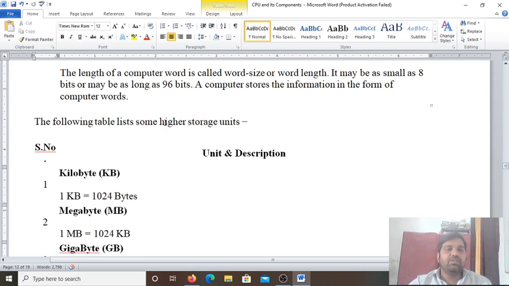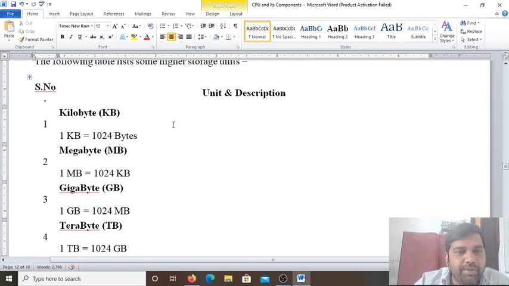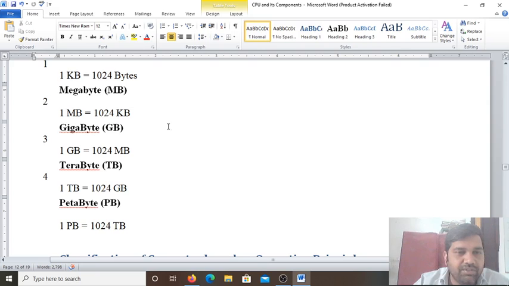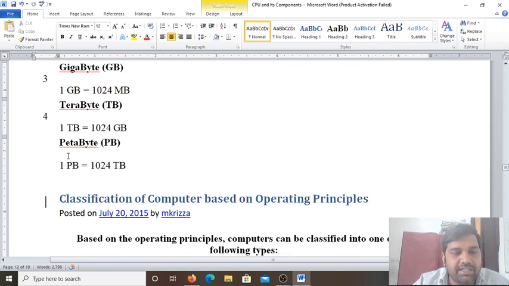Now here you can see the following table lists some higher storage units. 1024 bytes equals 1 kilobyte. 1024 kilobytes equals 1 megabyte. 1024 megabytes equals 1 gigabyte. 1024 gigabytes equals 1 terabyte, and 1024 terabytes equals 1 petabyte. Petabyte is the highest unit.